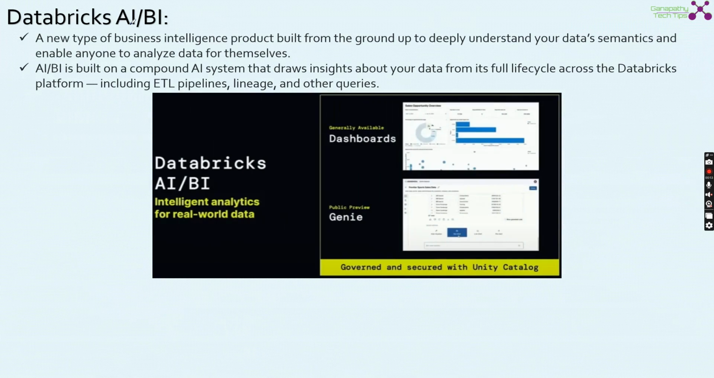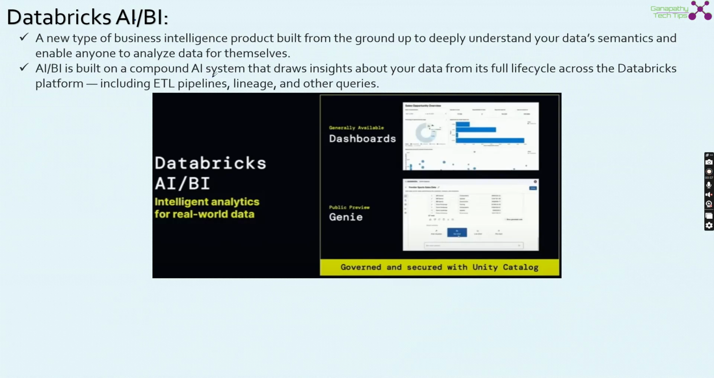Next stop is Databricks AI/BI. By name itself, it is very evident. They are trying to encapsulate the generative AI capabilities within the BI capabilities of Databricks, which is a new type of business intelligence product built from the ground up to deeply understand your data semantics and enable everyone to analyze the data for themselves. So as it is mentioned here, it is always a self-service mode, so you can directly talk to your data, and you can directly do visualizations on top of your data using plain English.